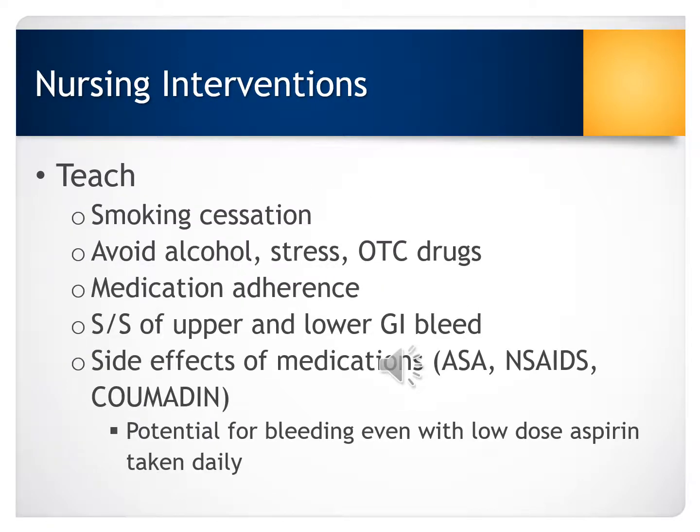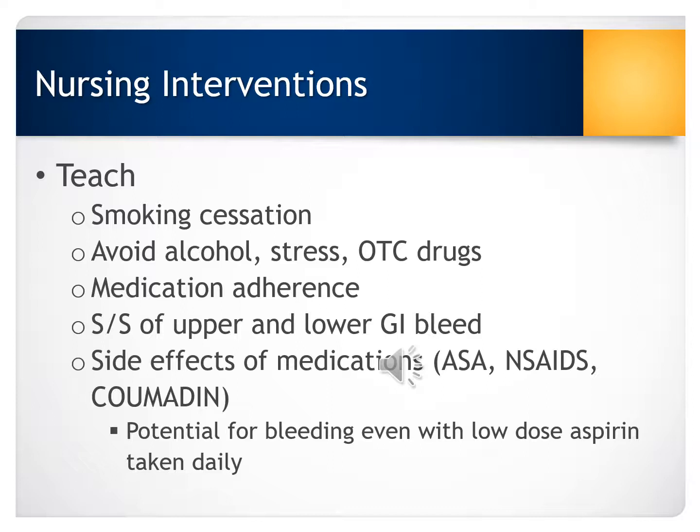Patients with upper GI bleed should be taught to quit smoking. They should avoid alcohol, try to decrease their stress, and they should be very careful with using any over-the-counter medications. They must know that it's very important that they take the medications to prevent GI bleed that are prescribed by their physicians or healthcare provider.